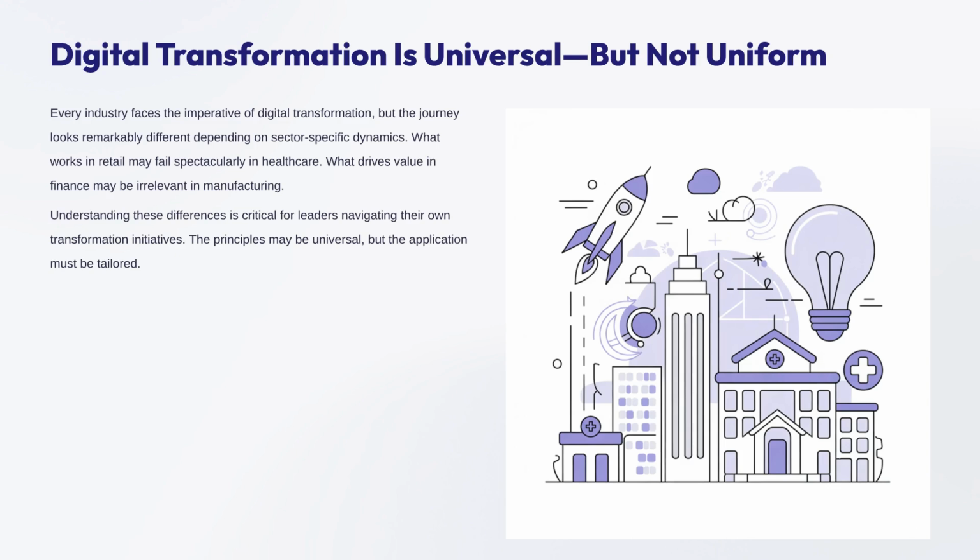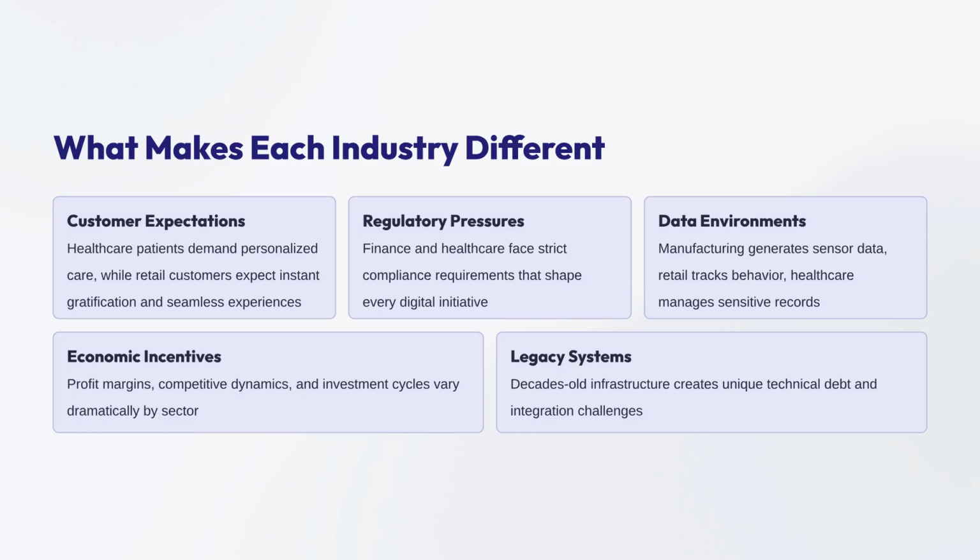Digital transformation is universal, yet not uniform. The journey is different for every sector. Understanding these sector-specific dynamics is critical, as the application of transformation principles must be tailored. Industries differ based on customer expectations, regulatory pressures, data environments, economic incentives, and legacy systems. These factors create unique challenges for digital transformation in each sector.